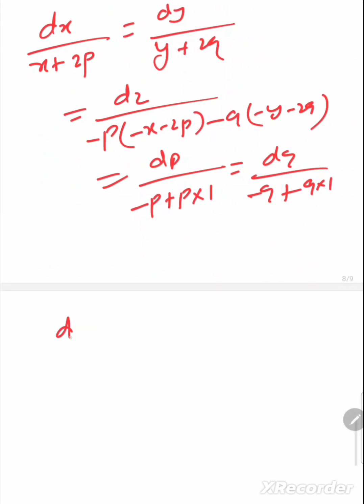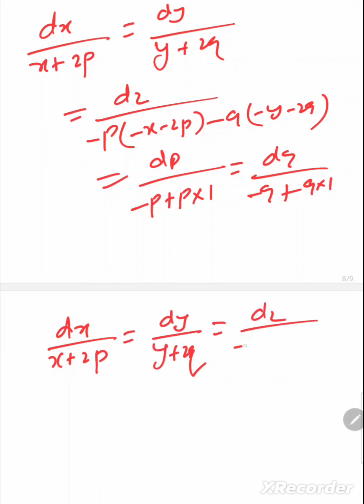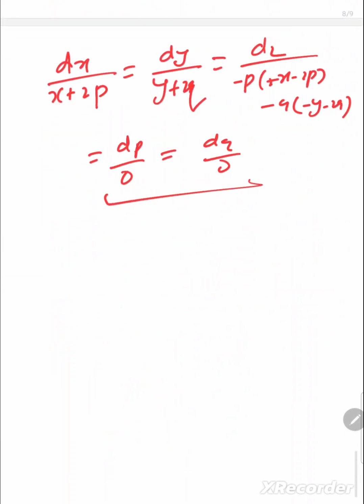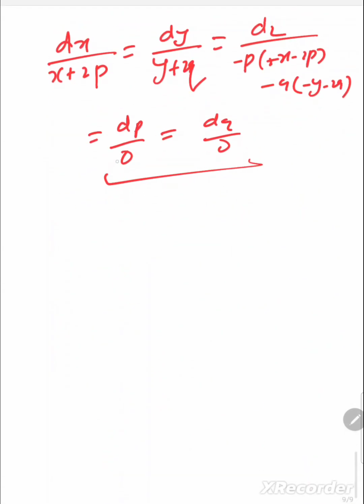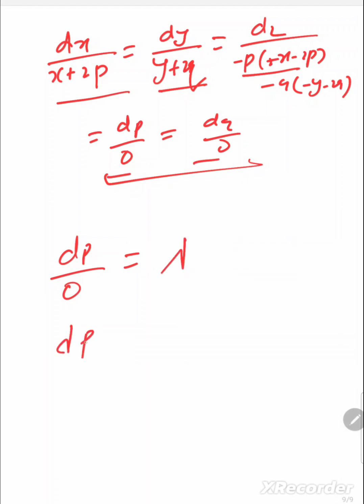You can see dx upon x plus 2p, dy upon y plus 2q, and dz upon minus p into minus x minus 2p minus q into minus y minus 2q, and dp by 0 and dq by 0. Now you can find out the value of p and q using these two. How can we find out? We can write dp by 0, these all are equal, so we put them equal to lambda, dp equal to 0, and now we need to find the value of p.